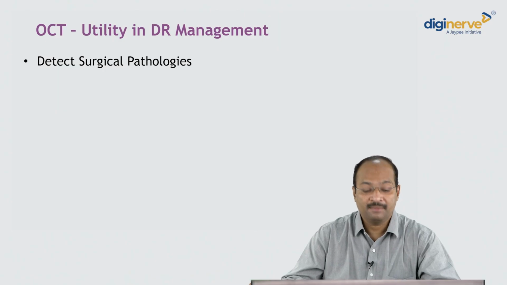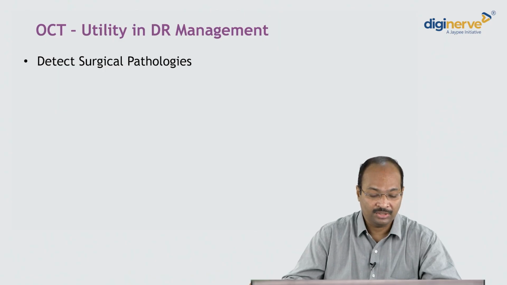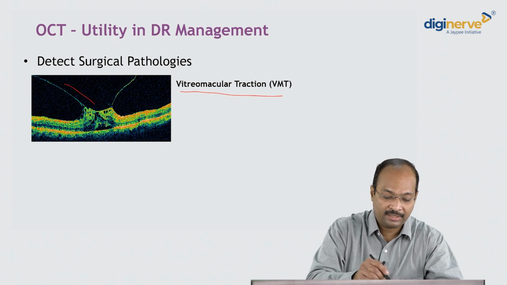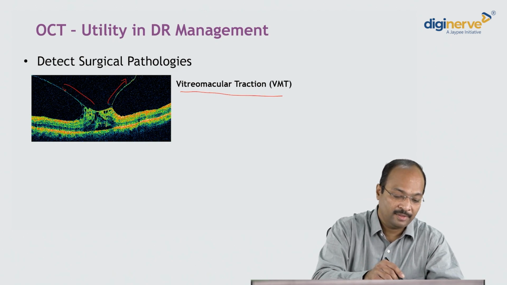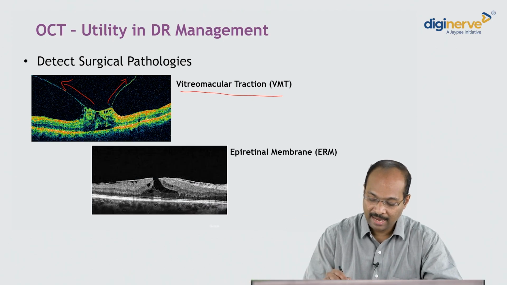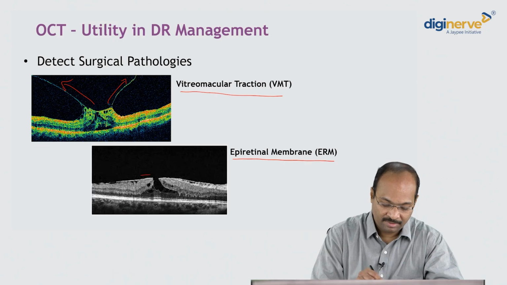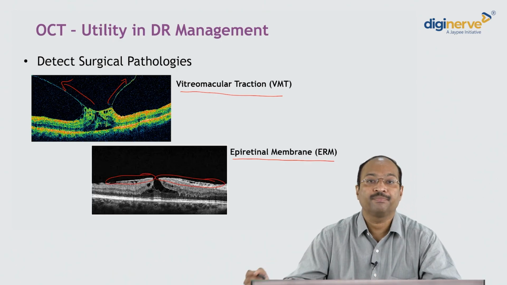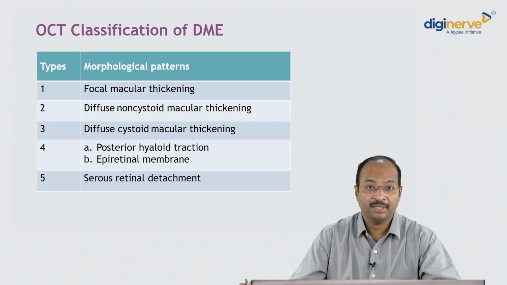OCT also helps us detect surgical pathologies such as vitreomacular traction. You can see the traction here, the vitreous pulling up the macula, as well as epiretinal membranes. You can see this membrane right atop the retinal surface. So OCT gives us a way of classifying diabetic macular edema.